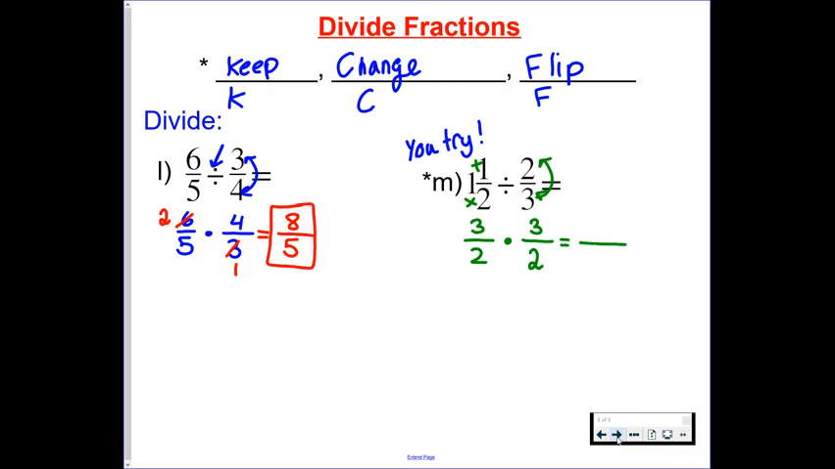Now notice 3 is a diagonal from 2, and 3 is diagonal from 2. Those do not cross simplify, so I'm just going to go ahead and multiply these numbers together. 3 times 3 is 9. 2 times 2 is 4. So our fraction is 9 over 4.